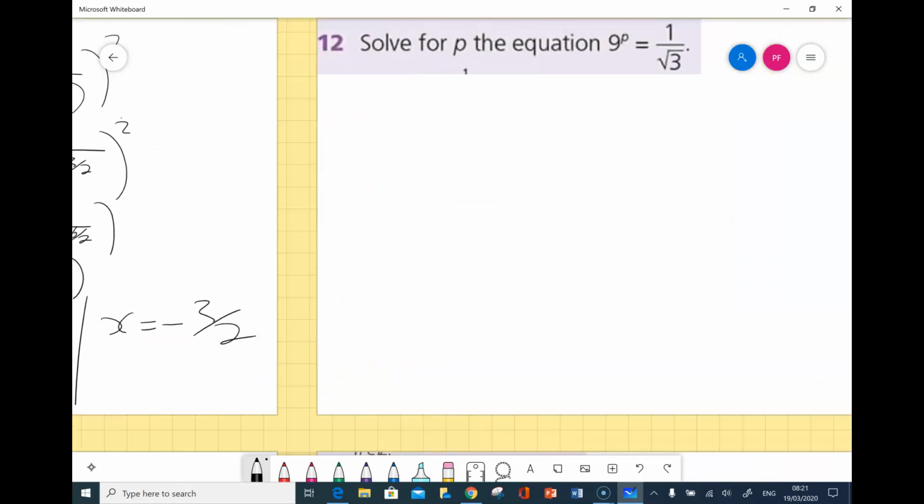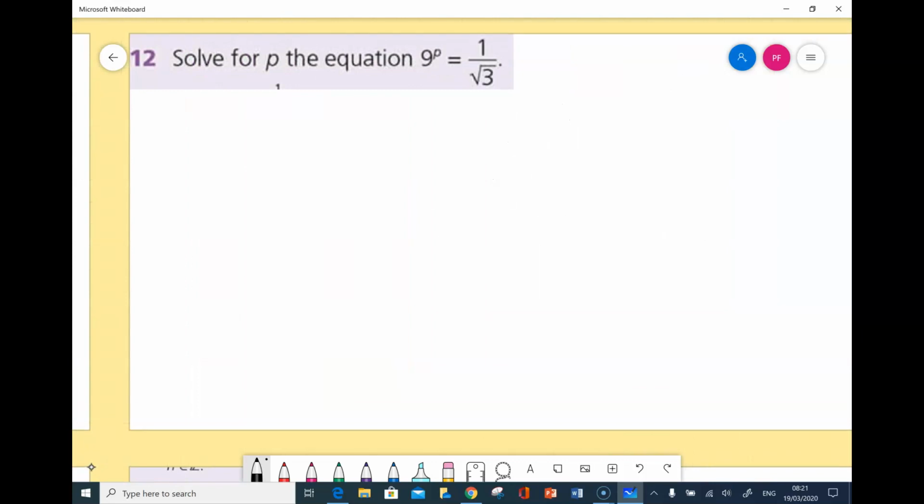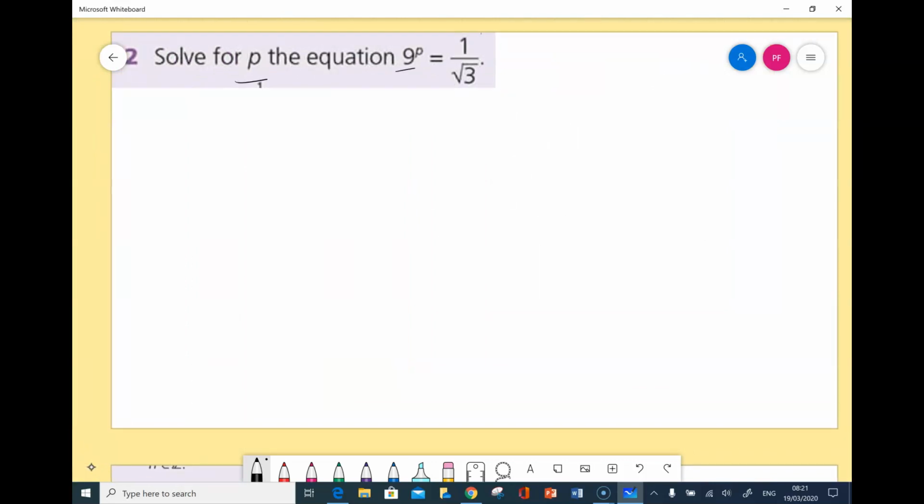Right, next one up, question 12. Solve for p in the equation 9 to the power of p equals 1 over root 3. So what I'm looking for is up here in the indices. That means I need to make my base numbers the same. So 9 can be written as 3 squared, to the power of p, equals 1 over, now root 3 can be written as 3 to the power of a half.